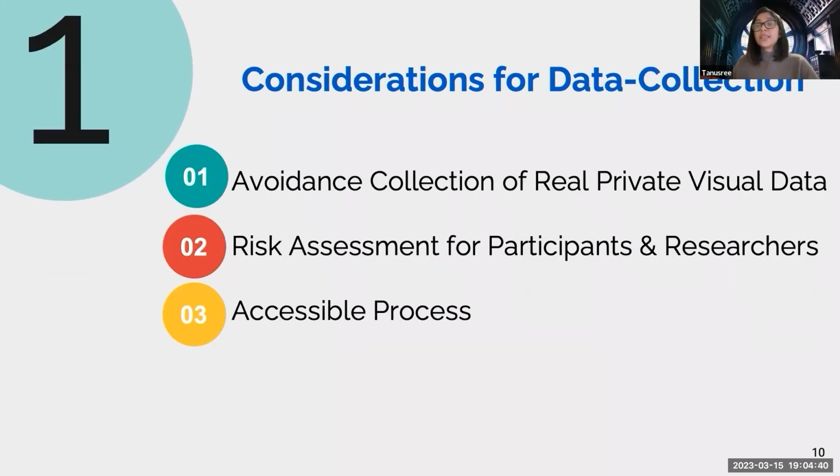During our data collection process, we had 3 primary design considerations. Firstly, we ensured that we did not collect real private visual data from our participants. Secondly, we evaluated the potential risk for both participants and researchers associated with the private prop object making. Lastly, we ensured that our research process is accessible.